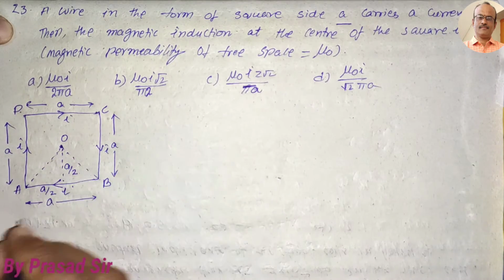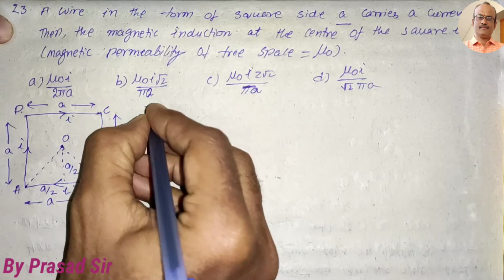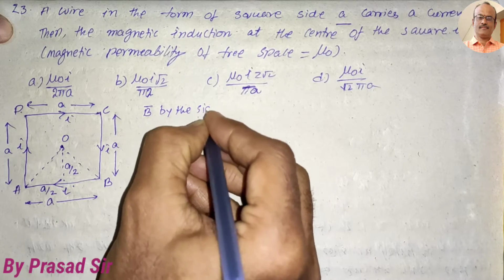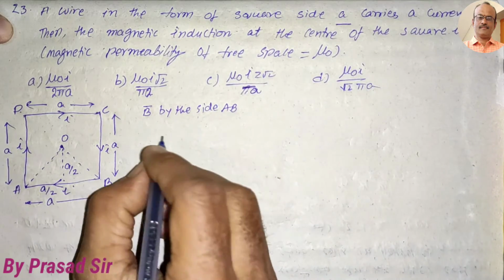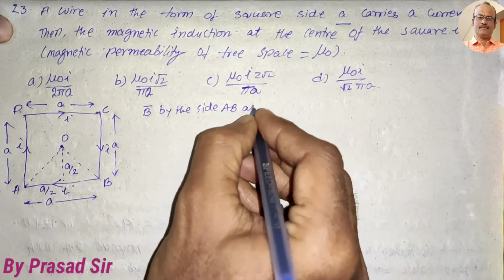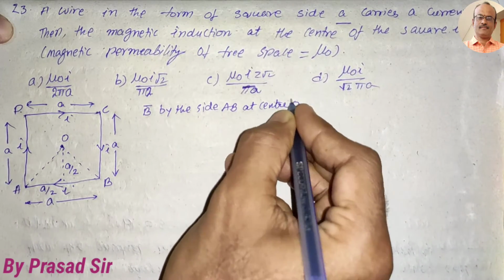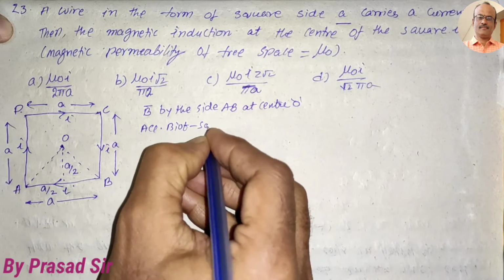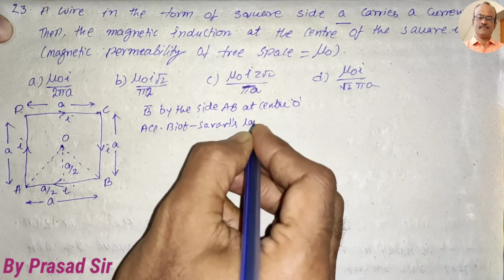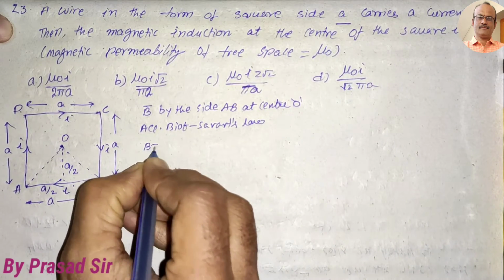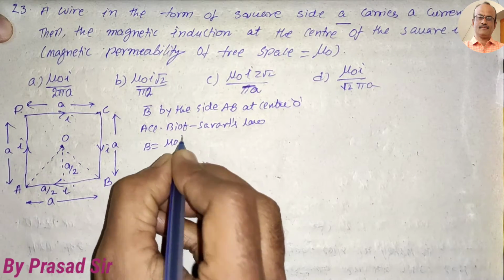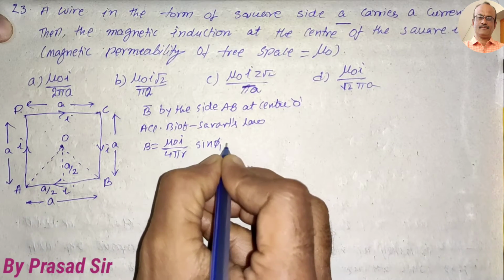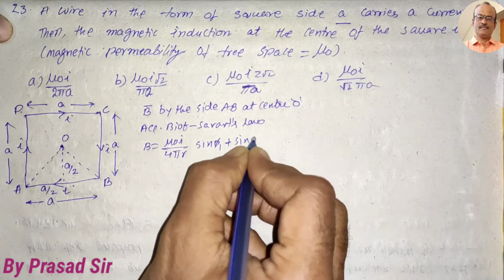So first of all, I will take the magnetic field of induction by the side AB. To calculate by the side AB at center O, according to Biot and Savart's law, B is equal to mu naught I by 4 pi r times (sin phi 1 plus sin phi 2).